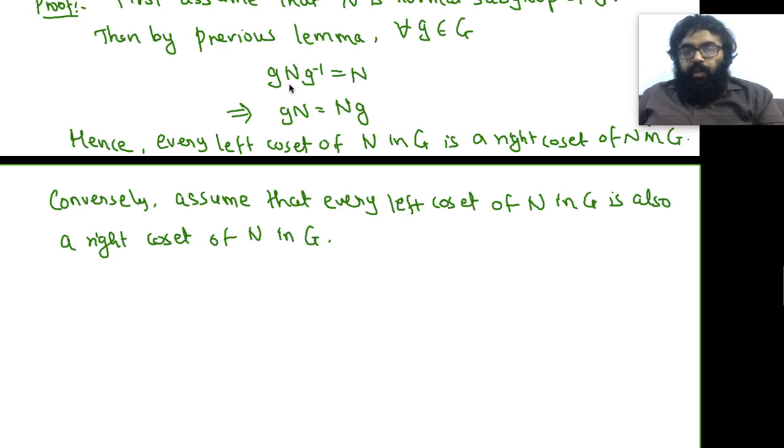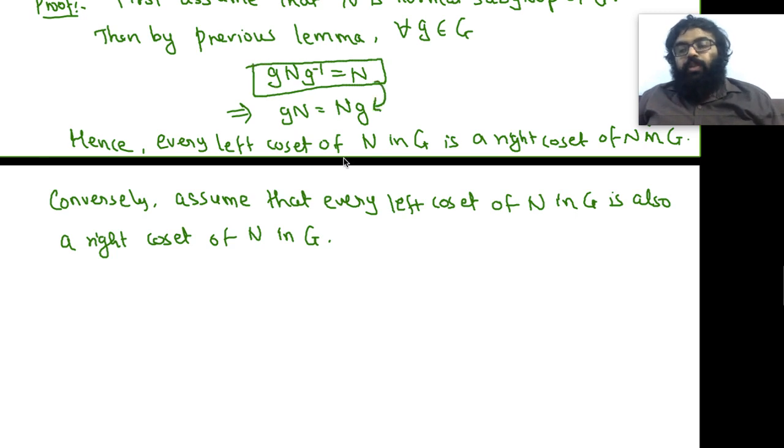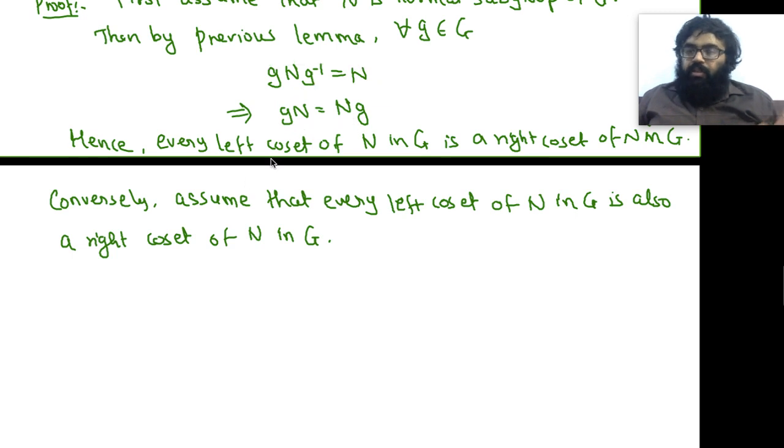What do we have to prove for normality? We have to prove this. If we can show this, then we are done. For showing this, we can show gN equals Ng. It looks like it is given, but it's not given. What is given is that every left coset is also a right coset. But why would it be the right coset with the same g? gN equals Ng, that is the only thing we have to show. If we can show this, then we are done.